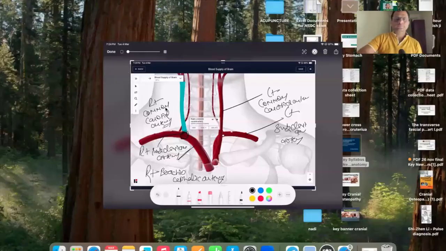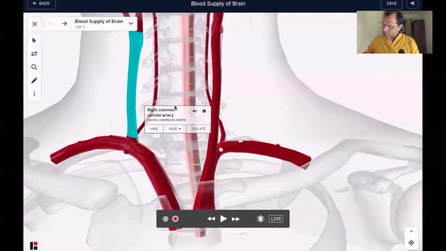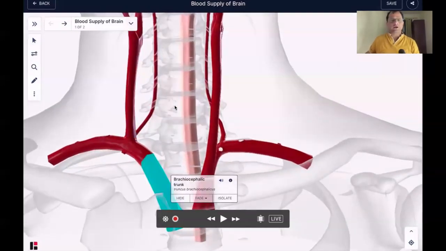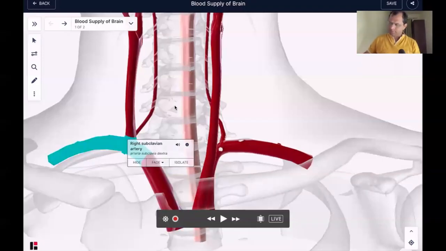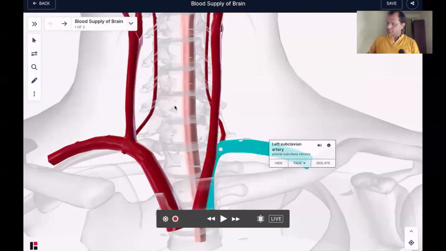Fine. So now we can go up the carotid artery, but the vertebral artery is on the back side. Let's see once again in this image. The right brachiocephalic artery means the brachiocephalic trunk. It has two branches, the right subclavian artery and the right common carotid artery. On the left side, there are the left common carotid artery and the left subclavian artery.